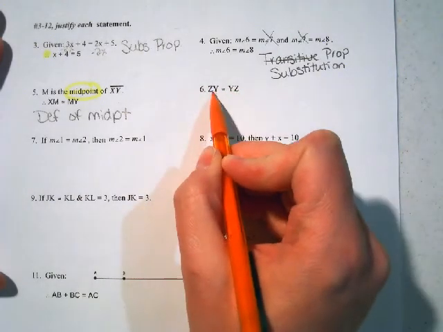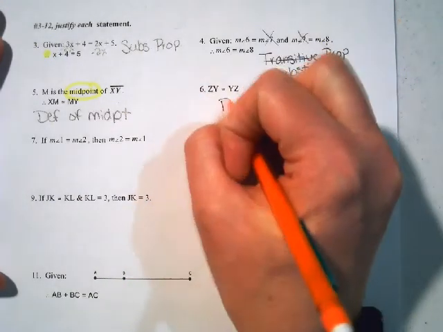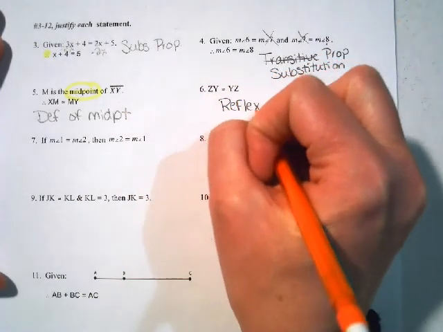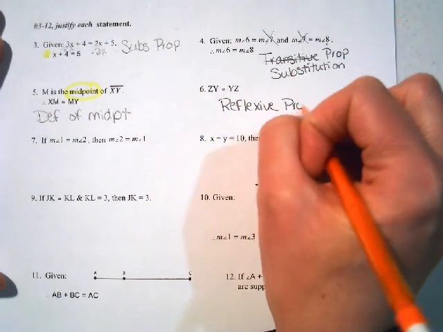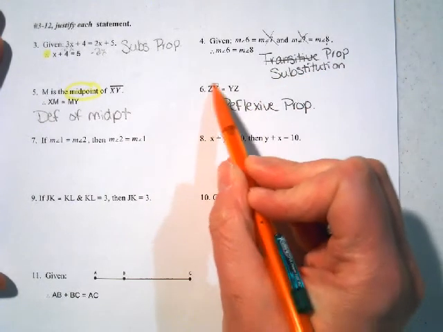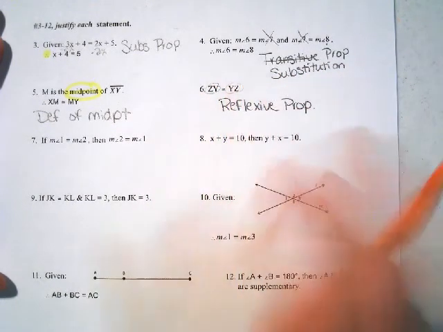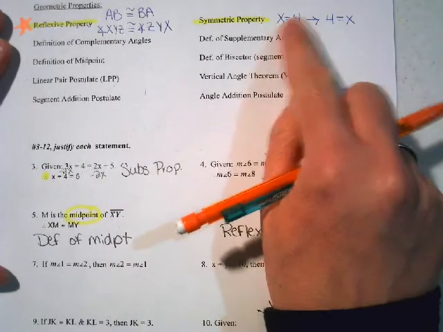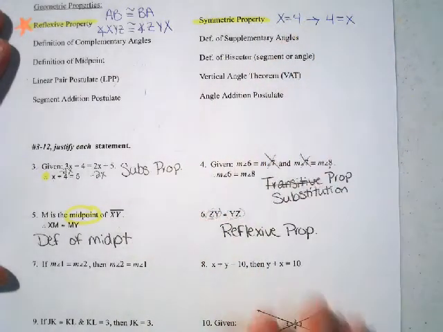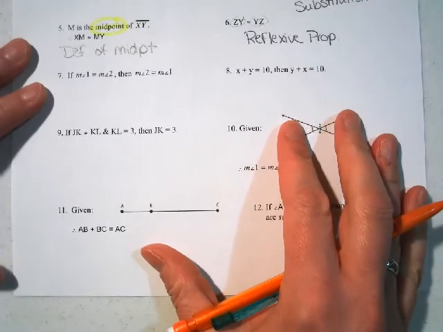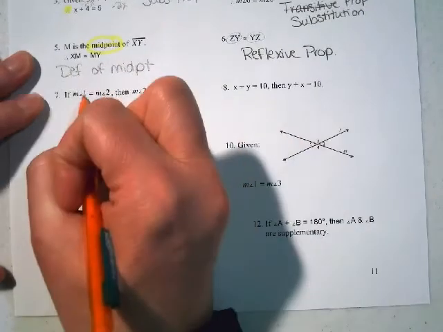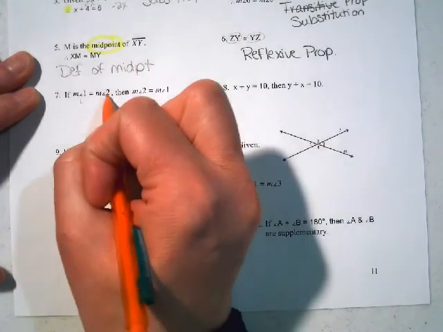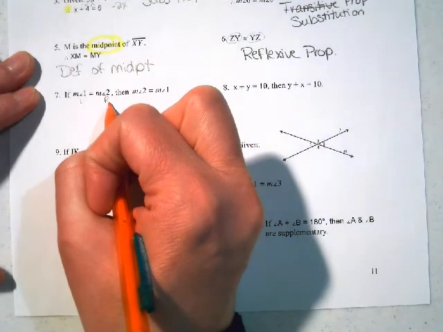Okay, hopefully you tried them. I'm going to quickly run through them, and then this is the end of the lesson. Notice the switch of the letters. Now, this is reflexive, not symmetric. It's reflexive because it's the same item. In order to be symmetric, you have to have 2 different things.